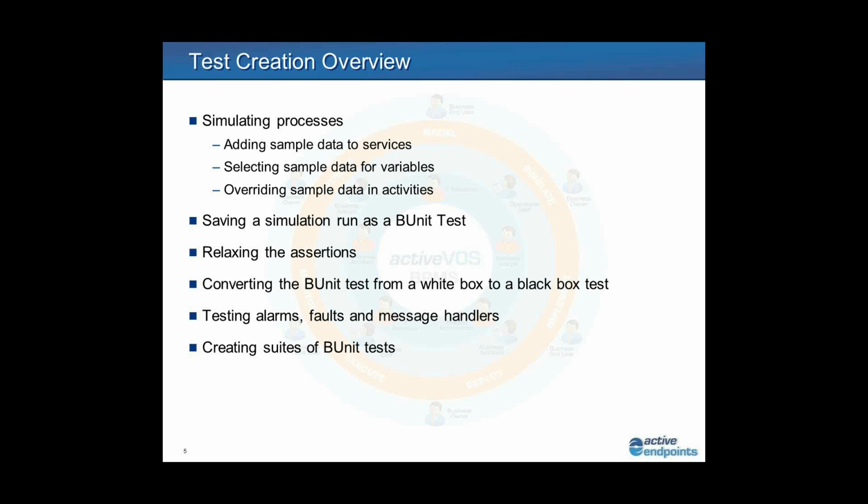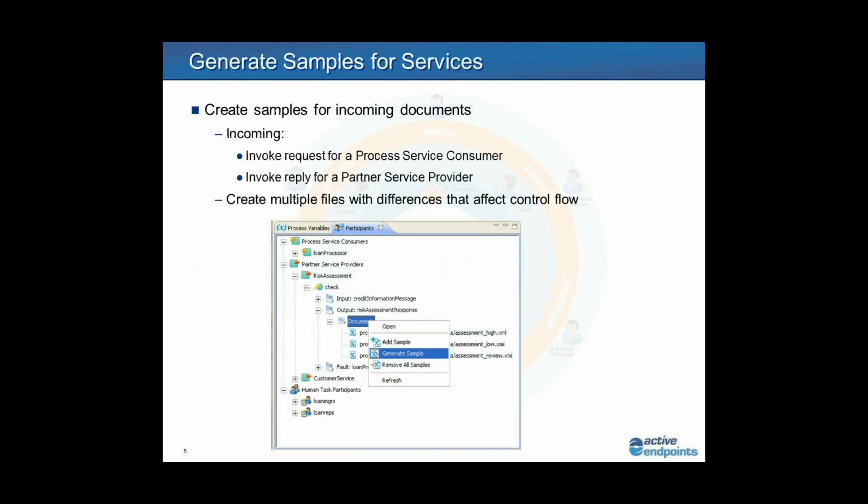It creates assertions that say everything should be exactly like this test run. But you should go in and relax the assertions so they make more sense. I'll get into more detail on that later. You can convert the kind of test that is generated automatically as a white box test. You can convert it to a black box test. You should then add tests for things that you wouldn't have put into simulation, like alarms, faults, message handling, and then you can create entire suites. So let me go into that in more detail.